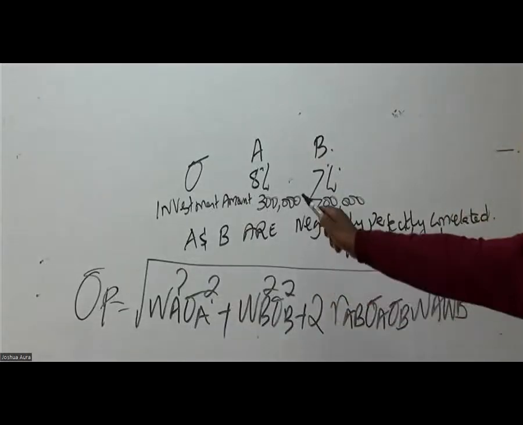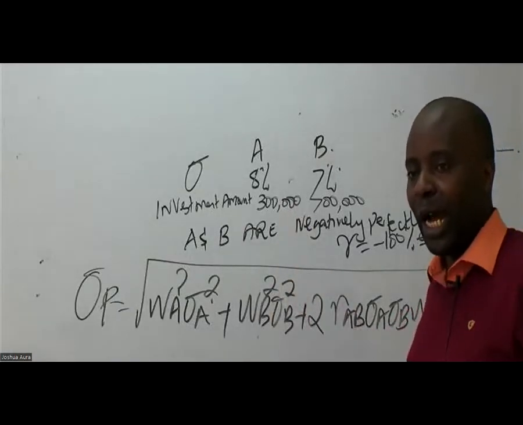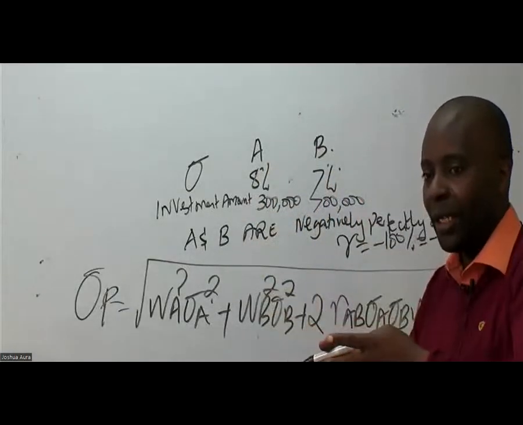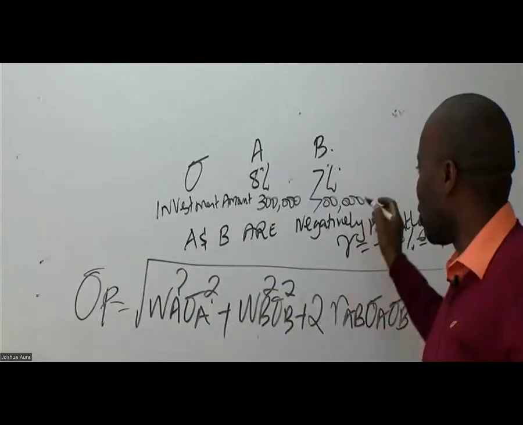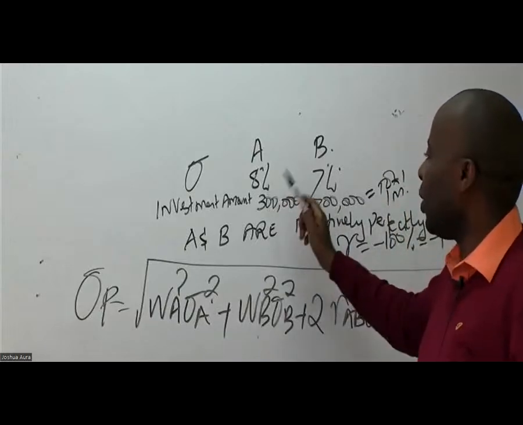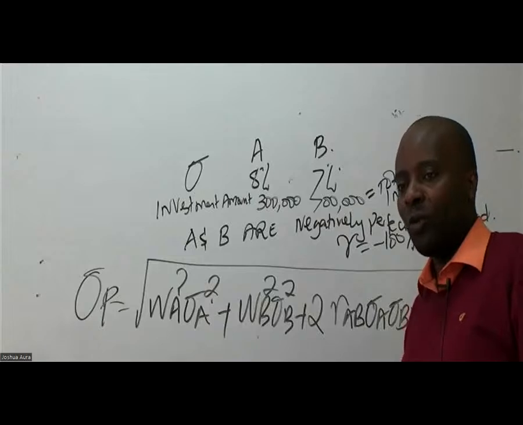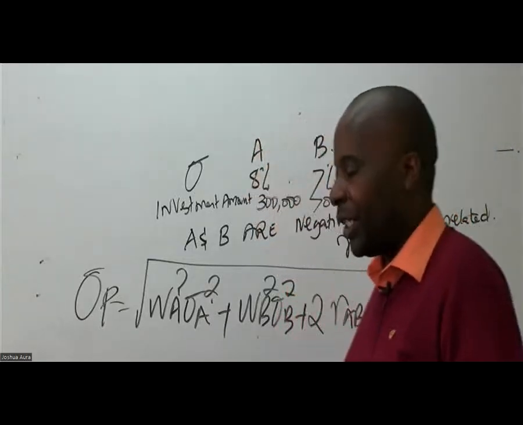So is there anybody who was able to get the weight of A out of the 1,000,000 shillings? These guys have taken 300,000 to A. So the total here is 1,000,000. Then the weight of A will be 0.3, and the weight of B will be 0.7. I hope everybody is able to see that.